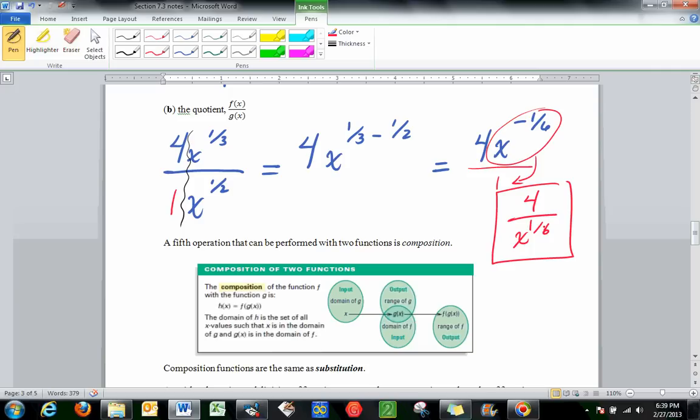Okay, and that finishes up our first set of examples. We'll come back in the next video and discuss composite operations. But you should get some practice at adding and subtracting defined functions, and then multiplying and dividing defined functions as well.